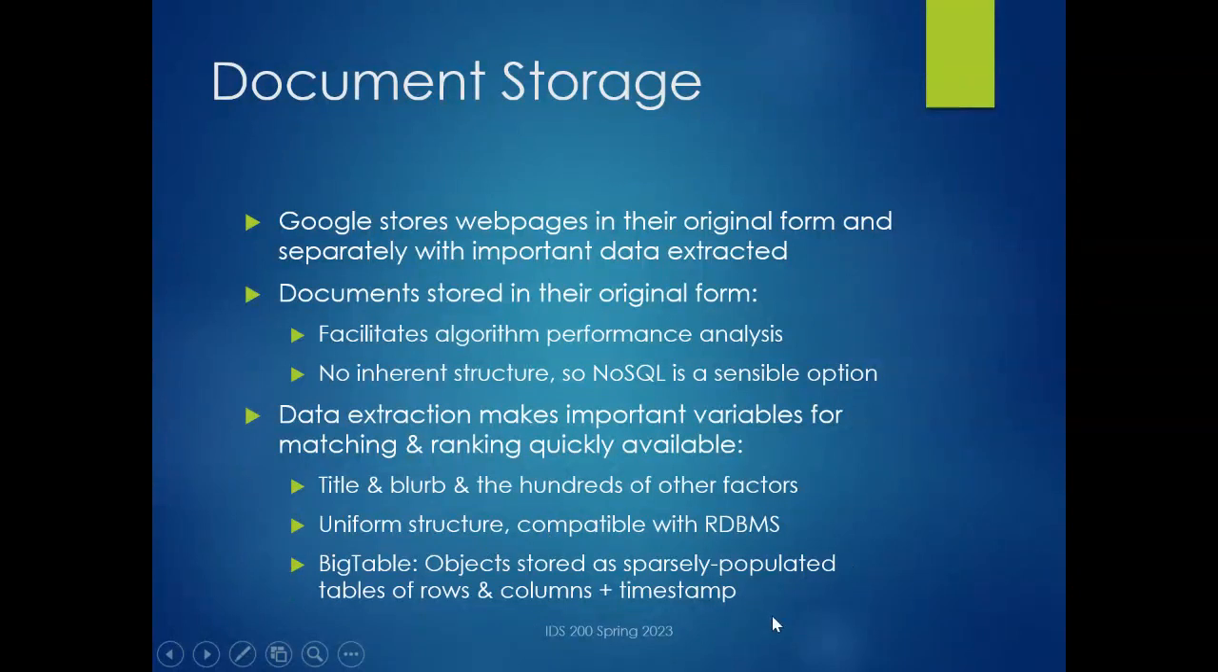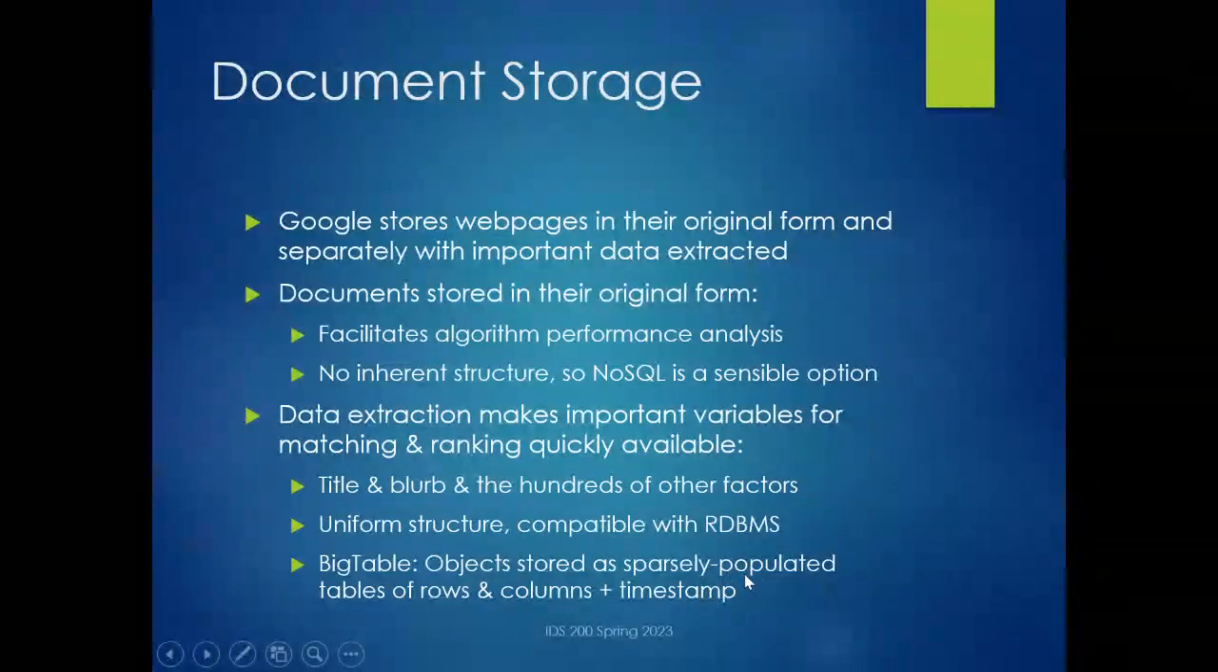However, there are some interesting extensions that Google makes. Google has a system called Bigtable. Bigtable is basically an extended relational database model, and we'll talk about that. But the objects, the web pages, get stored as sparsely populated tables of rows and columns with a timestamp. We haven't talked about sparsely populated, so you shouldn't know what it is. That's okay. We'll get to that on the next slide.